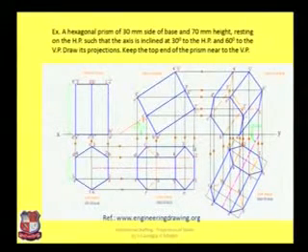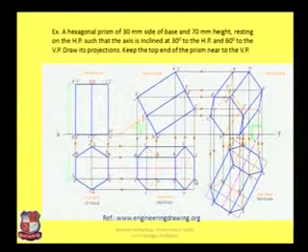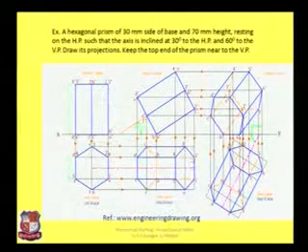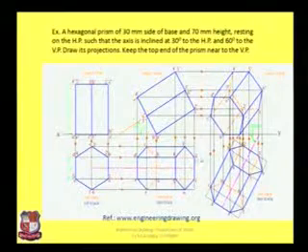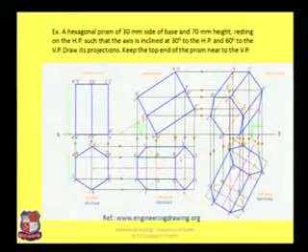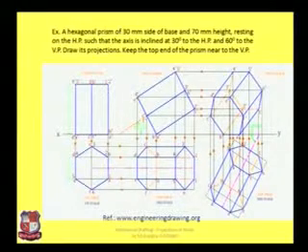Vertical line from point 1 dash, horizontal line from point 1. It will intersect at point number 1. Vertical line from point 2 dash, horizontal line from point 2. Point number 2 is there. Similarly 3, 4, 5, 6. So here 6 points are available to us.